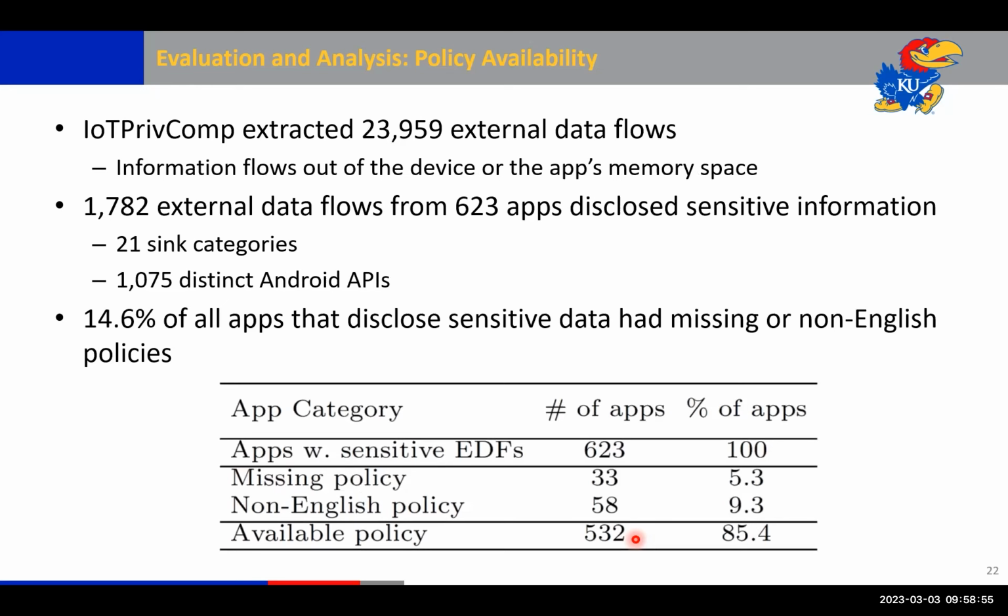The flows or the practices, we extracted around 23,000 of them, and 1,782 flows were pertaining to those 21 sensitive categories that I showed you, right? That we did classification of the data types, health wellness data, motion data, audio data. So 1,782 flows were from those 21 categories of data flows, sensitive data flows.